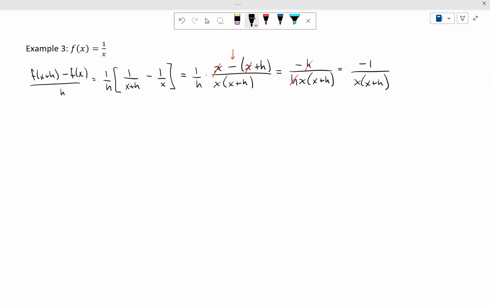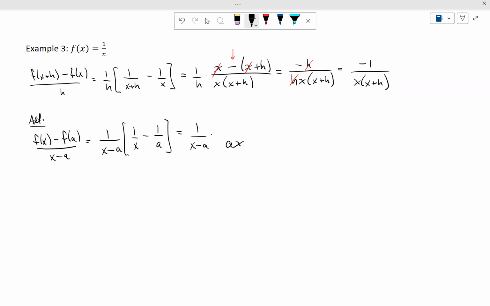Let's do the alternative form, the typical difference quotient. This is where we have f of x minus f of a, all over x minus a. All right, so now what do we want? Let's bring that 1 over x minus a out front, and we'll have a 1 over x minus 1 over a. There's our f of x minus f of a. Now, common denominator, let's do that. So we have this 1 over x minus a out front times the common denominator, which would be ax.